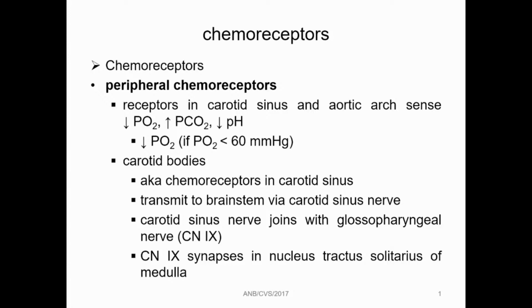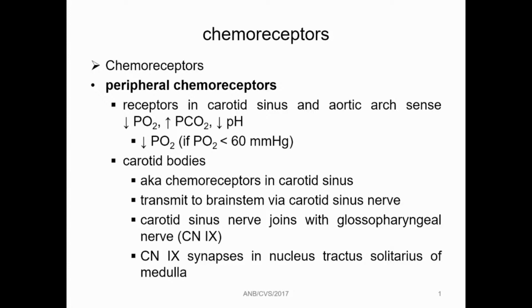But remember here, at what blood pressure will this peripheral chemoreceptor be stimulated? When the blood pressure falls below 60 mm of mercury. Only then will you find that the partial pressure of oxygen decreases.